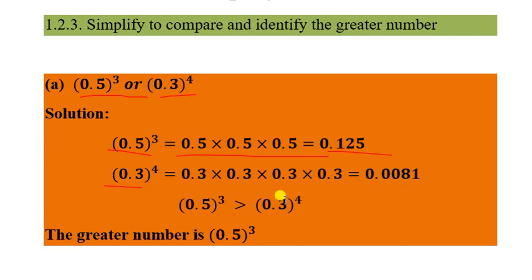Very simple. And you multiply 0.3 how many times? 4 times, because the power is 4. That means you have to write it 4 times. You multiply, you get 0.0081. Now from these two results, you can easily identify which one is greater. 0.125 is greater than 0.0081, that means 0.5 to the power 3 is greater than 0.3 to the power 4. In this way you can compare your given exponential forms.